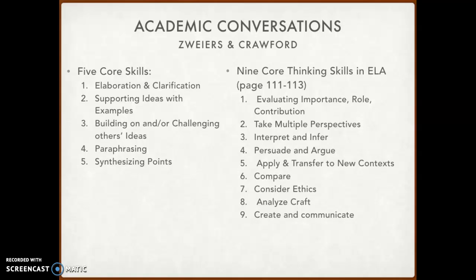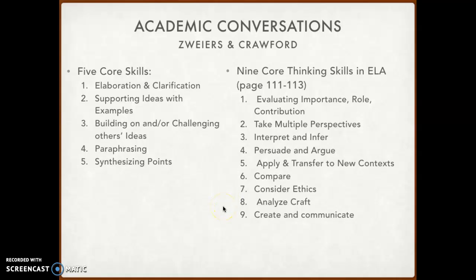So first, let's look at Zwiers' and Crawford's academic conversations. In this book, there are 5 core skills that Zwiers and Crawford emphasize. 1 is elaboration and clarification for students. 2 is supporting ideas with examples. 3 is building on and/or challenging others' ideas. And 4 is paraphrasing. 5 is synthesizing points.